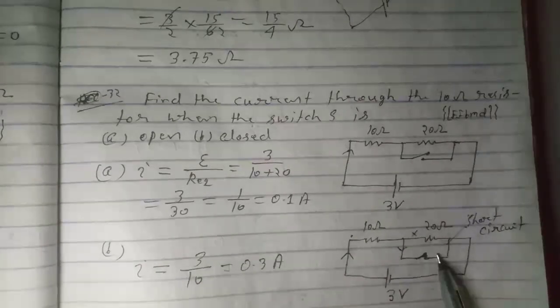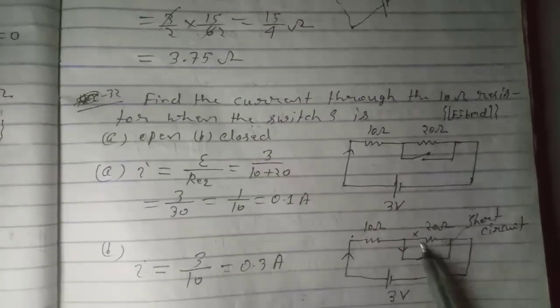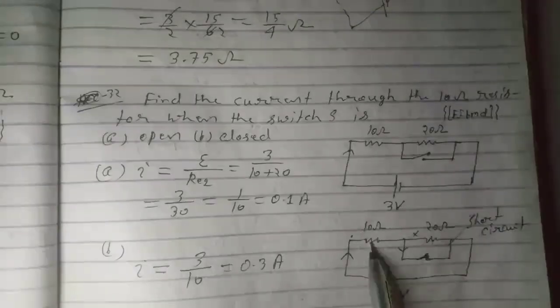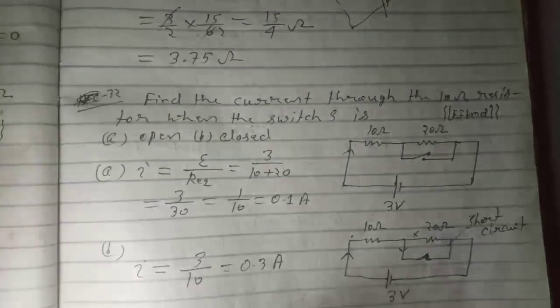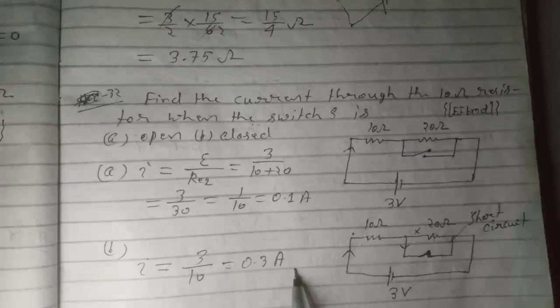Now when it is closed, this is the case of short circuit, that is, current will flow through this, and there is no current through this resistor, so our circuit is left with only one resistor. So I will be E equivalent, 3 by 10, equal to 0.3 ampere. Answer.